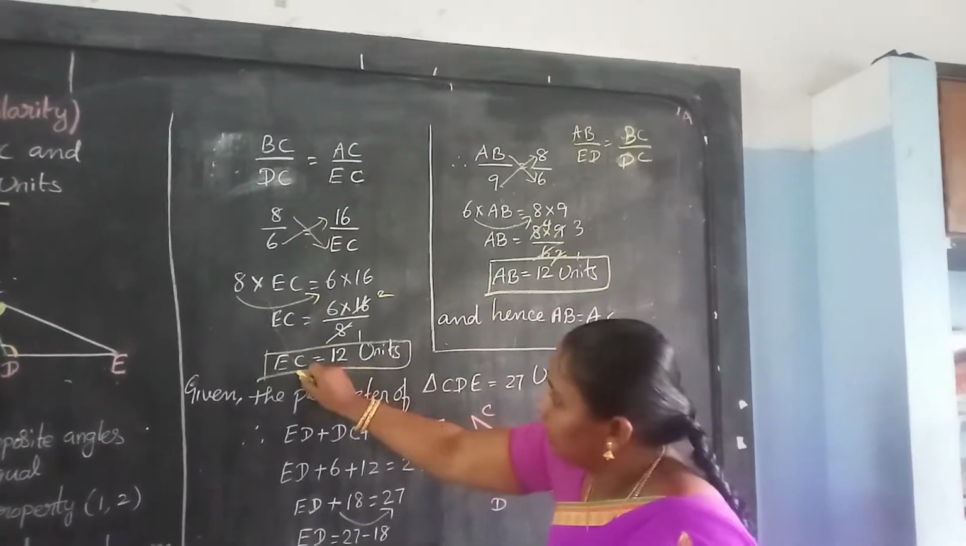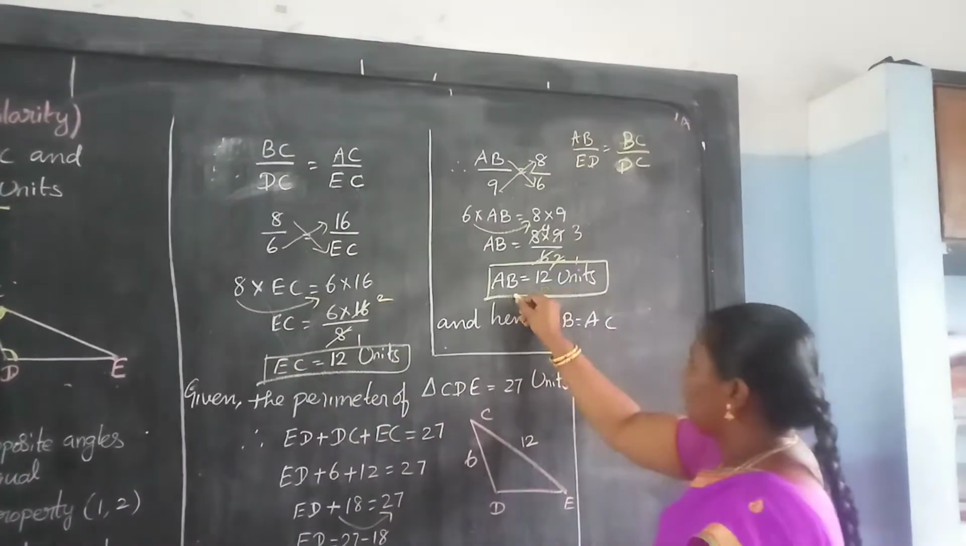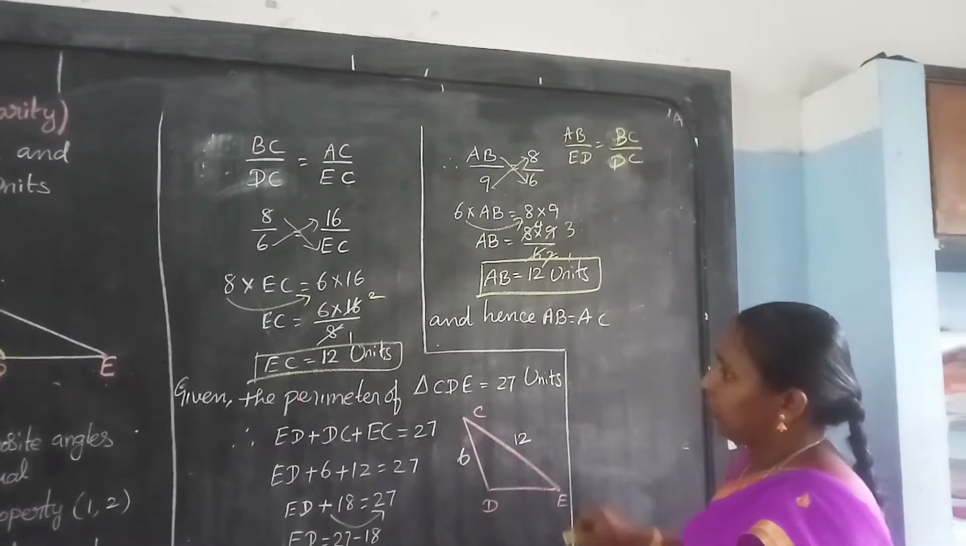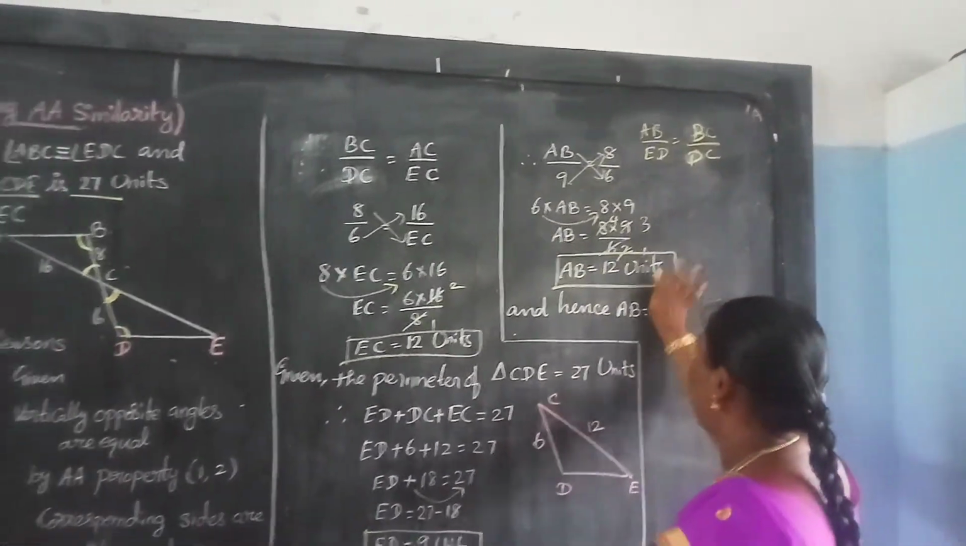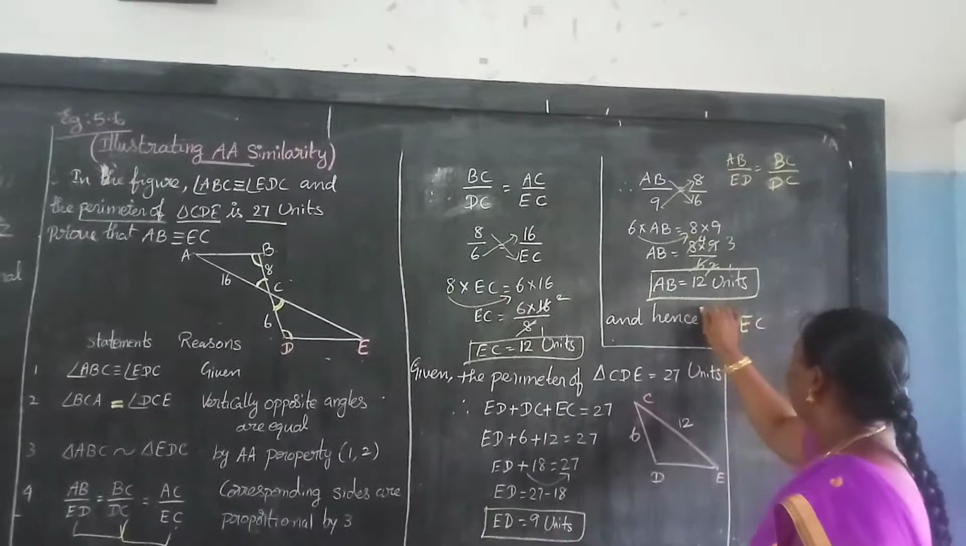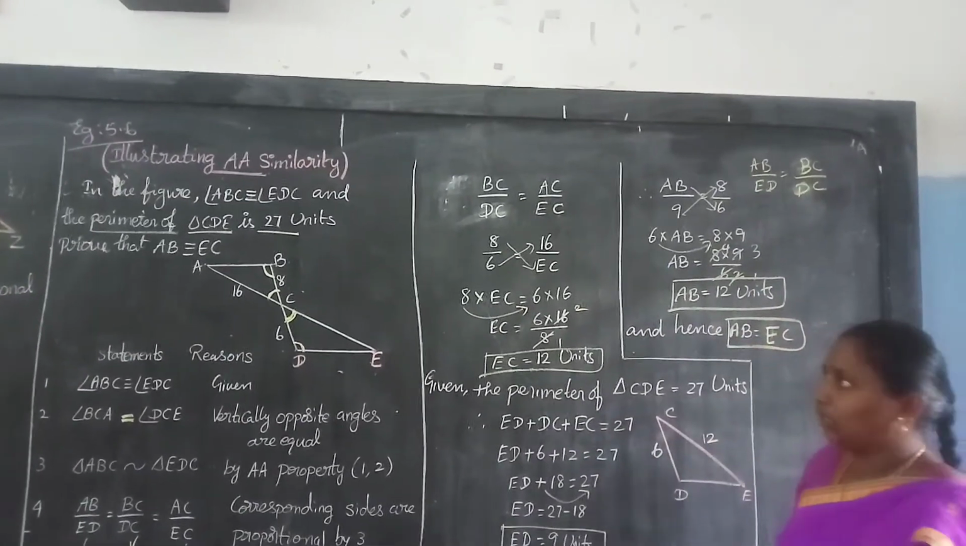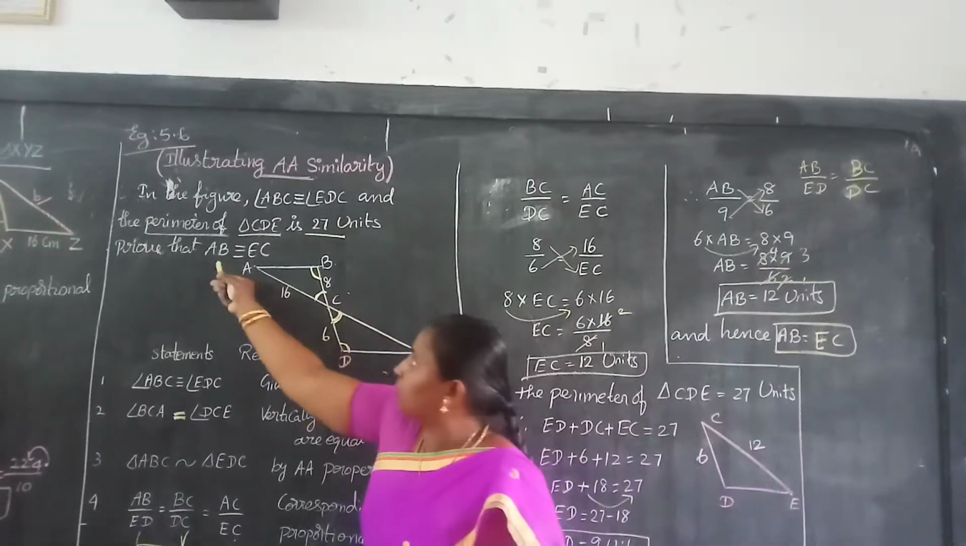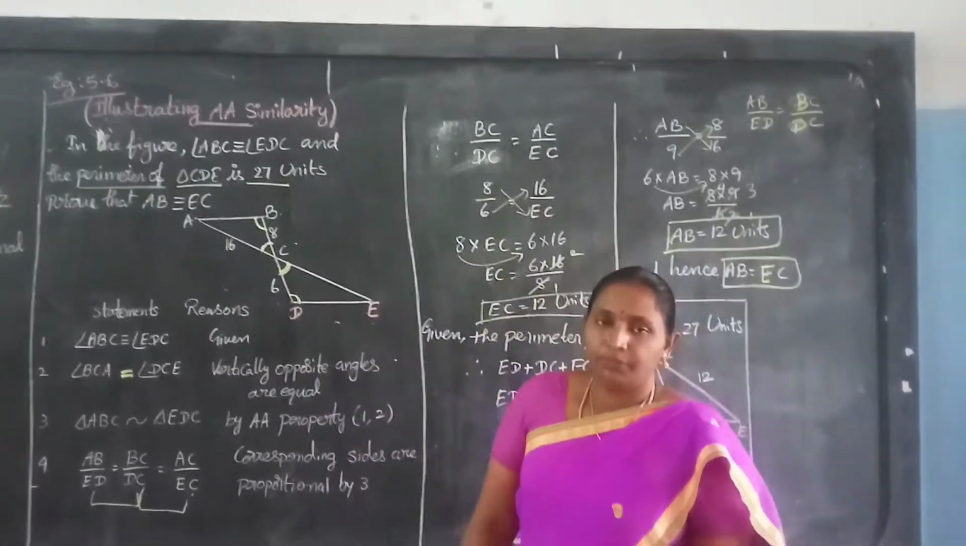See here, EC is also 12 units and AB is also 12 units. Hence we prove that AB equal to EC. So both are equal to 12 units, that only they are. So AB is congruent to EC.